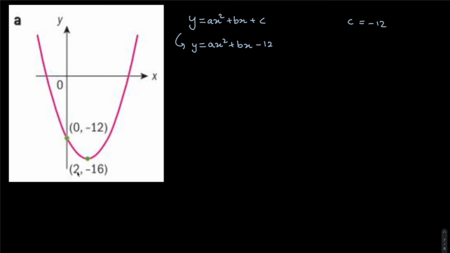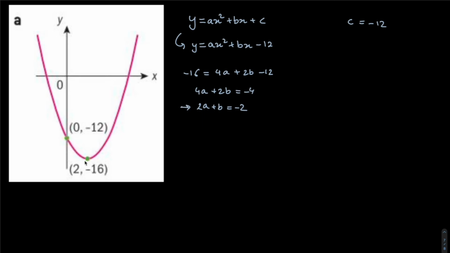Now, what I'm going to do is put the value of x as 2 and minus 16 as y. So that's going to give me this equation in terms of a and b, all right? So now I'm going to have minus 16 is equal to 2 squared, which is 4, so 4a plus b times x, so plus 2b minus 12, right? Simplify this a little bit more. I get 4a plus 2b is equal to minus 4. Divide by 2 on both sides, I get 2a plus b is equal to minus 2. So this is my final simplified equation.